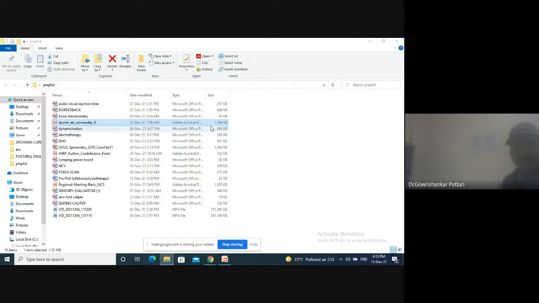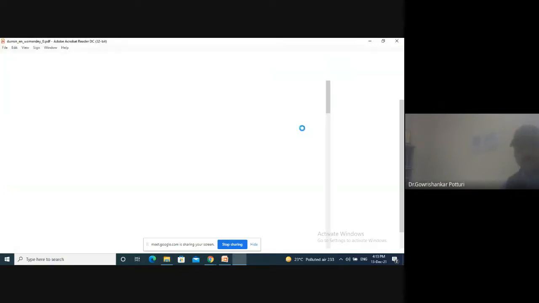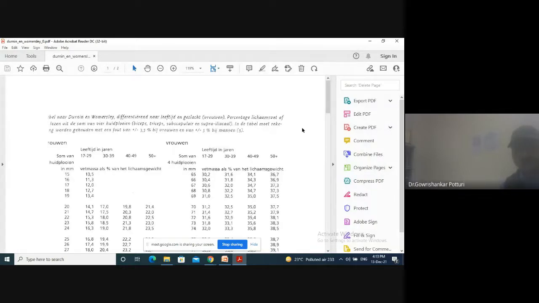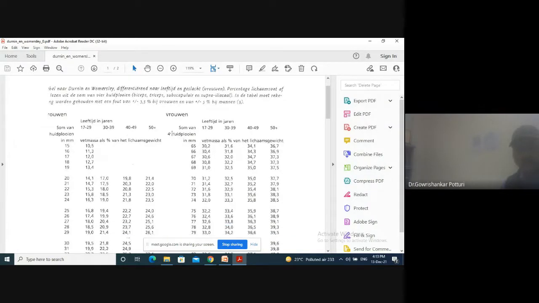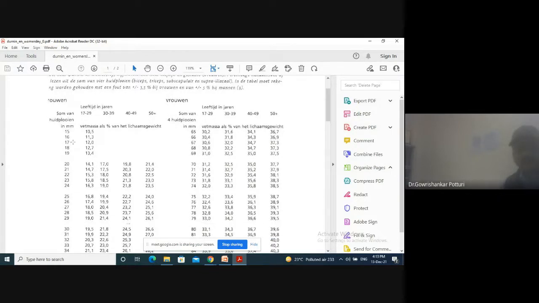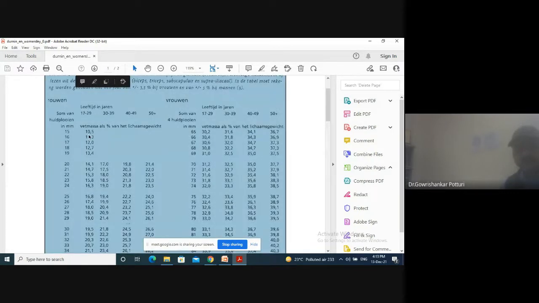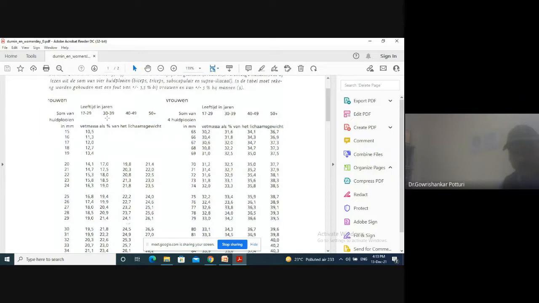The picture was not clear. I couldn't get a correct picture. You can try it on the net. This is how the picture comes. This is for women, in millimeters, and this is the percentage of fat. Suppose 15 millimeters, 10.5%, 16 millimeters. Then this is between age 17 and 29. And this is from age 30 to 39, 40 to 49, 50 plus. Like that, they have given.